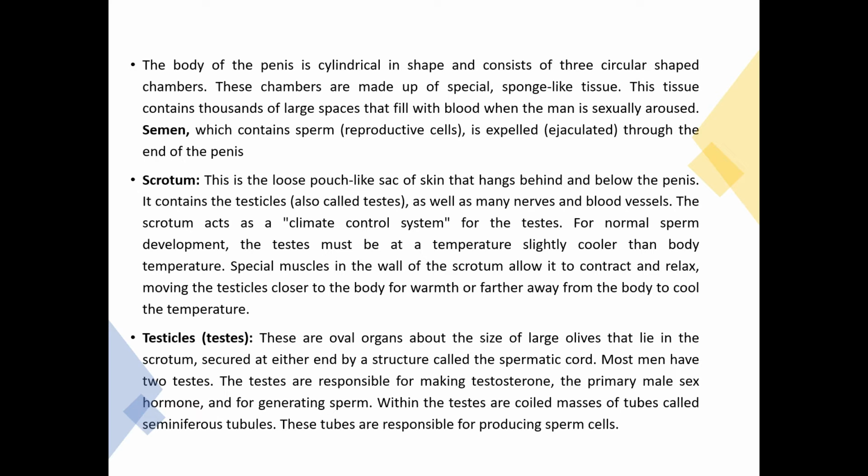The last part is the testicles or testes. These are oval organs about the size of large olives that live in the scrotum, secured at either end by a structure called the spermatic cord. Most men have two testes. The testes are responsible for making testosterone, the primary male sex hormone, and for generating sperm. Within the testes are coiled masses of tube-like seminiferous tubules. These tubules are responsible for producing sperm cells.